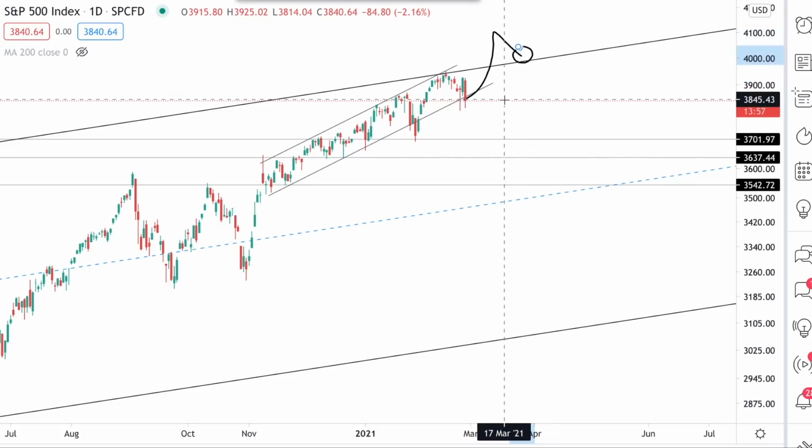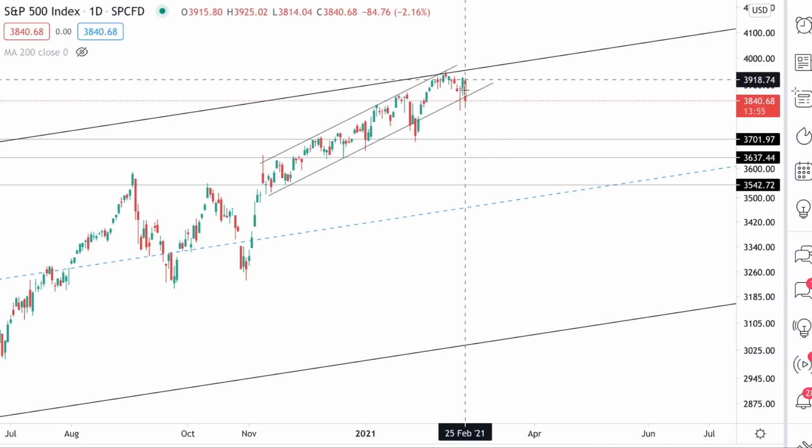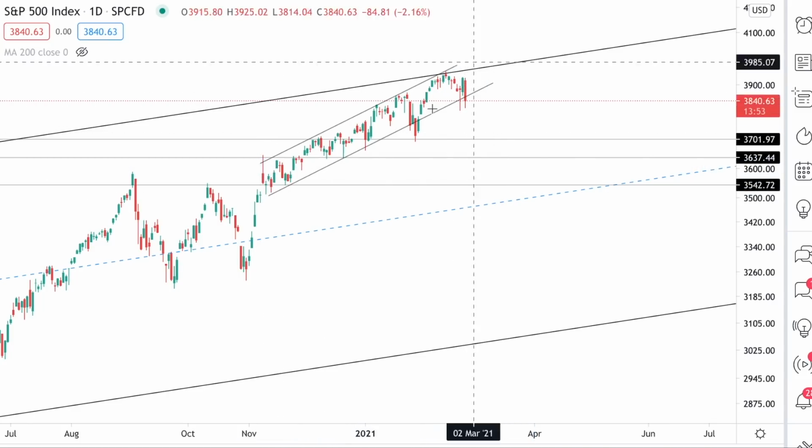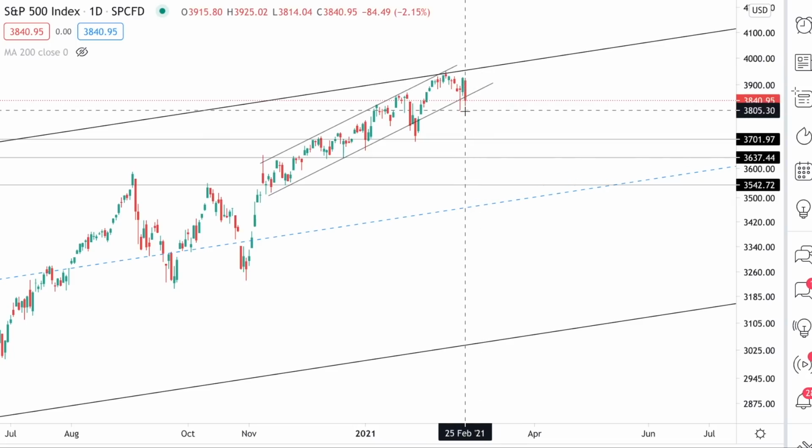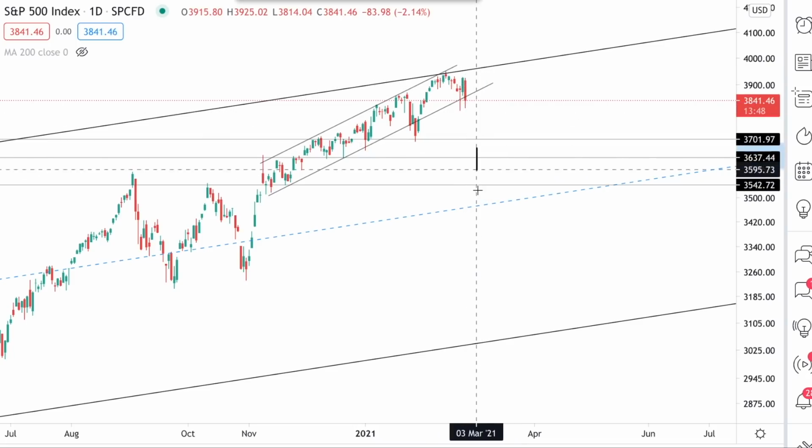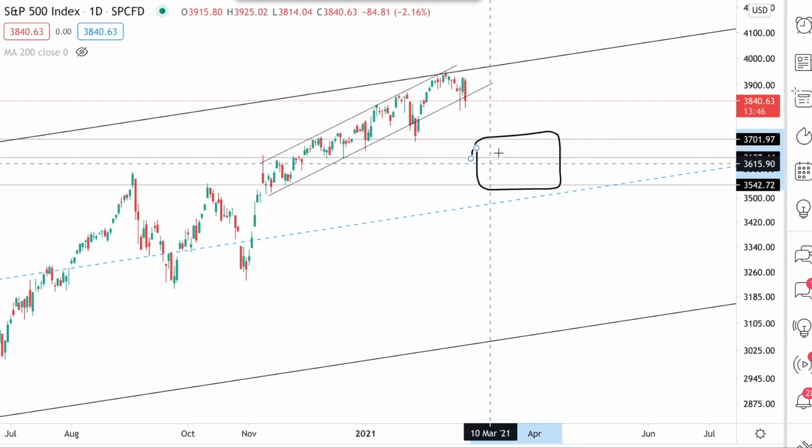But right now, it does seem like the markets are trying to break down below this price channel structure. If they are successful to do so, we're looking for lower lows towards these levels, and here we'll be looking for buying opportunities.